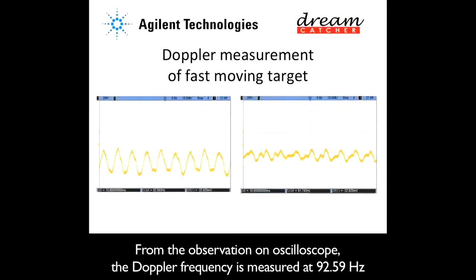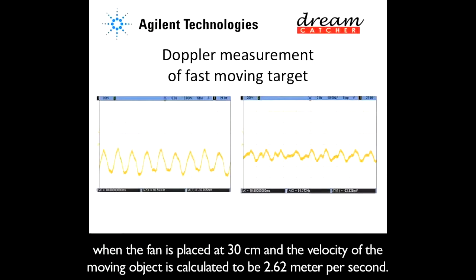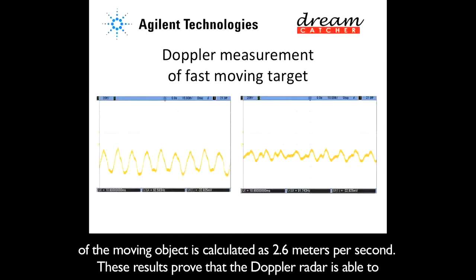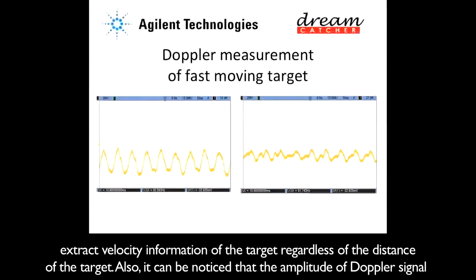From the observation on the oscilloscope, the Doppler frequency is measured at 92.59 Hz when the fan is placed at 30 cm, and the velocity of the moving object is calculated to be 2.62 meters per second. An almost similar result is also obtained when the fan is placed at a distance of 60 cm. The Doppler frequency is measured to be 91.74 Hz, and the velocity of the moving object is calculated as 2.6 meters per second. These results prove that the Doppler radar is able to extract velocity information of the target regardless of the distance of the target.